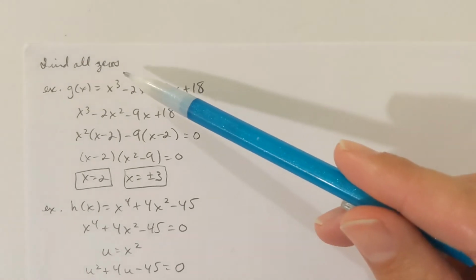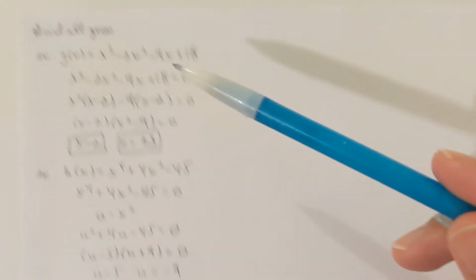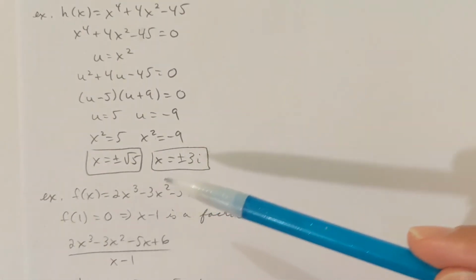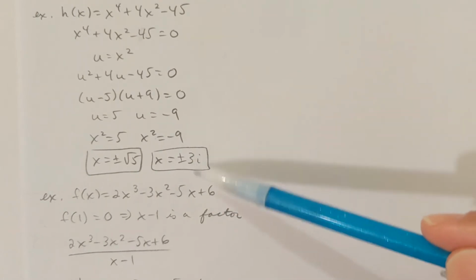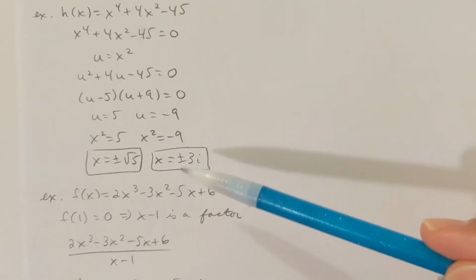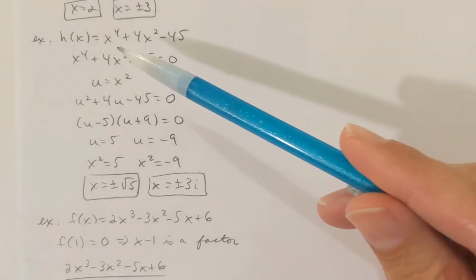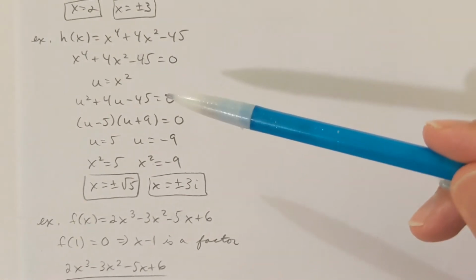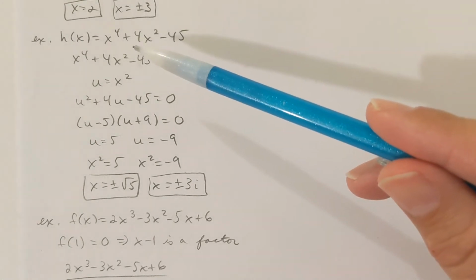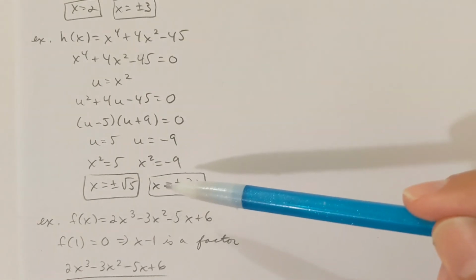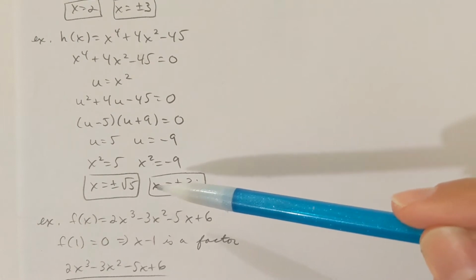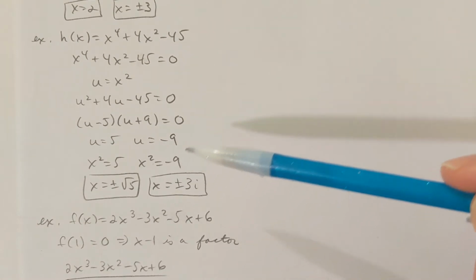Okay, now it says to find all the zeros. If they said find all the real zeros, then there would only be 2 answers, since these 2 would not be included. These are not real numbers. But in all, I've got 4 zeros. Just a note, notice how the degree of the polynomial is a degree 4 polynomial. There's a connection between the degree of the polynomial and the number of zeros that you'll have.